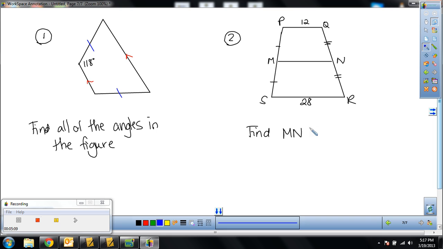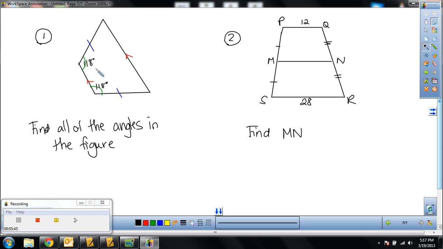So let's do a few examples practicing these properties. Here we have a trapezoid. We know it's a trapezoid because we only have one set of parallel lines, and our tick marks show us that it's an isosceles trapezoid. We're given that one angle is 118. We know from the property of the angles of isosceles trapezoids that our base angles are congruent. So this angle is congruent to this angle, so therefore this is also 118.